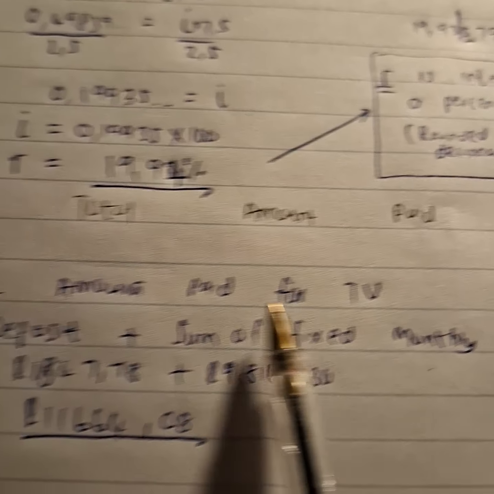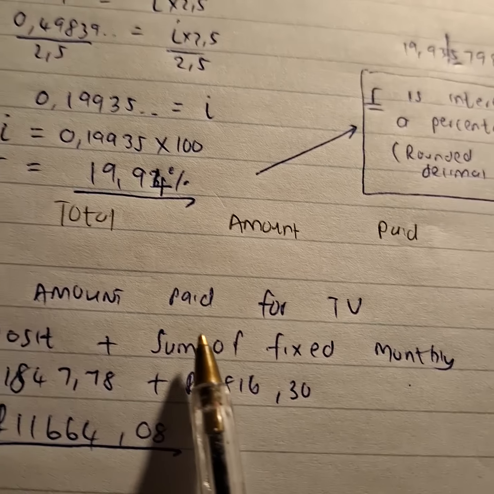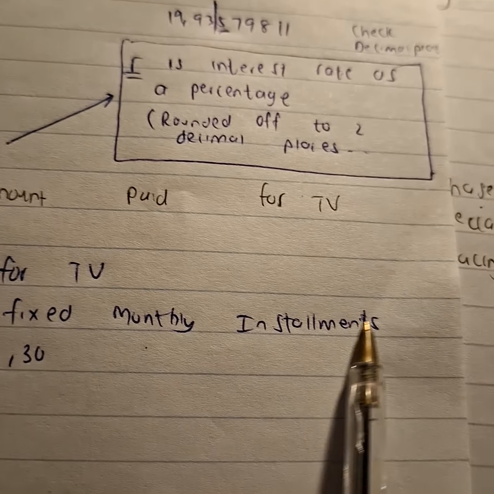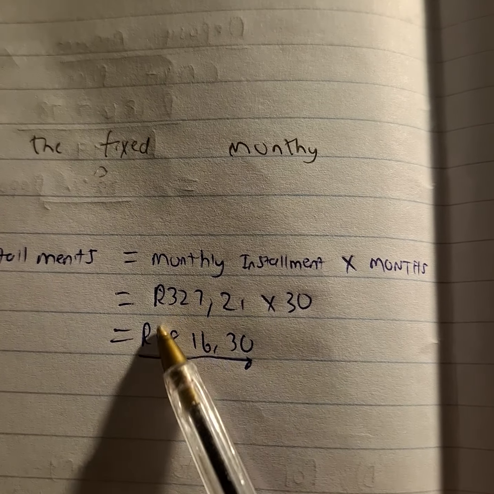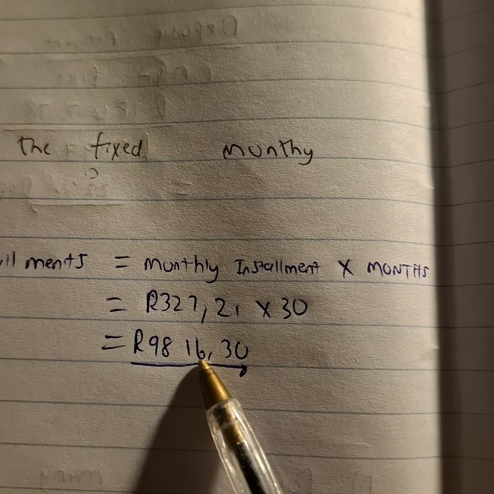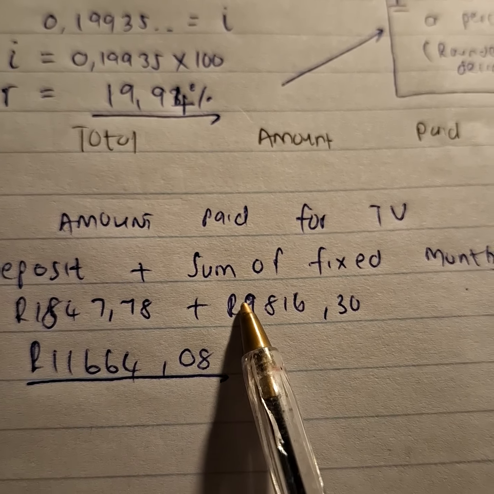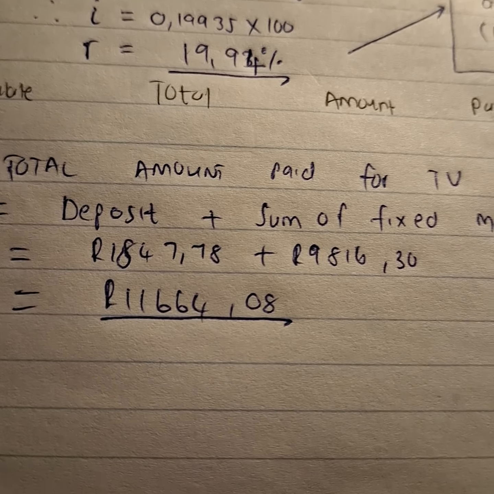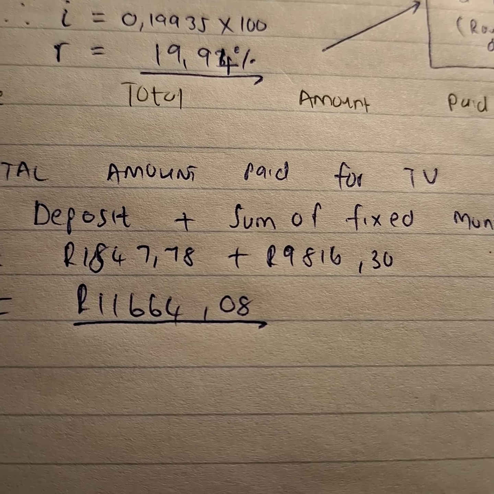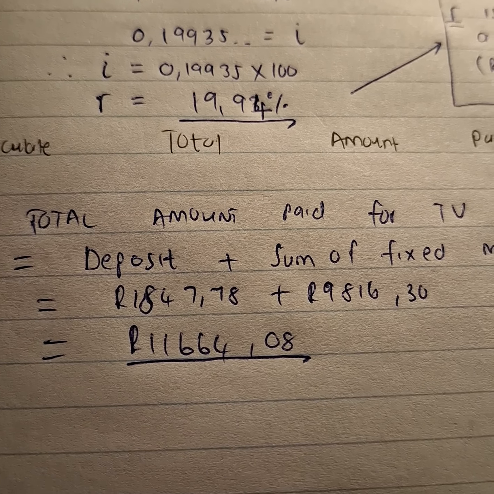And then the last question says, calculate the total amount paid for the TV. So the total amount paid for the TV, guys, is we take the deposit amount plus the sum of the fixed monthly installments. We calculated the sum of the fixed monthly installments as 9,816 rand 30 cents. So we take the deposit, we add the sum of the fixed monthly installments, and then we get a whopping amount of 11,664 rand 8 cents.